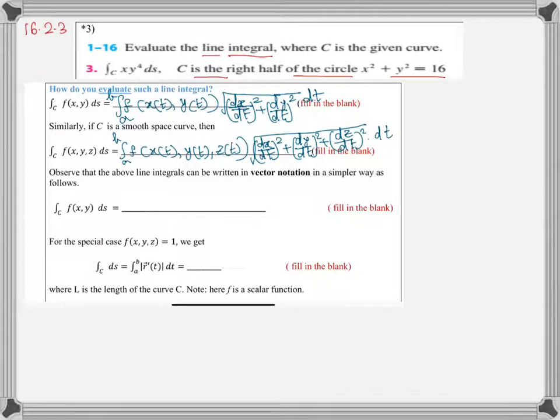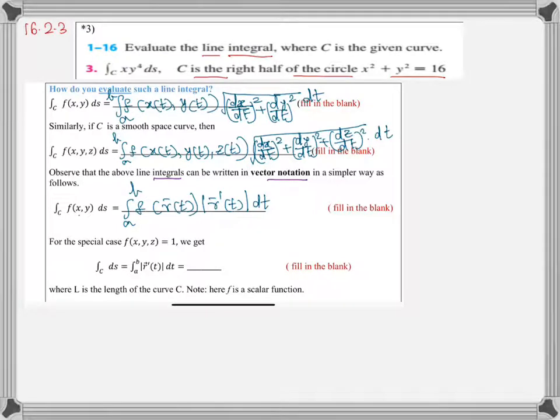Observe that the above line integrals can be written in vector notation in a simpler way as follows. Integral over C of f of x, y ds can be written with x, y as r of t. So it is integral from a to b of f of r of t, the vector function r of t, times ds, which is the length of the arc, absolute value of r prime of t dt.